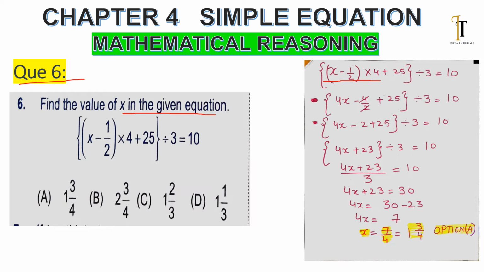Now on solving, means multiplying by 4, we got 4x minus 4 by 2 plus 25, and outside the bracket we have divided by 3 is equal to 10. Now on solving all this, we got (4x plus 23) divided by 3 is equal to 10. Divided by 3 we can write like this way, and on solving for the value of x, we got x is equal to 7 by 4, and its mixed fraction is 1 3 by 4. Now let's check in the options. So the option will be A, 1 3 by 4.